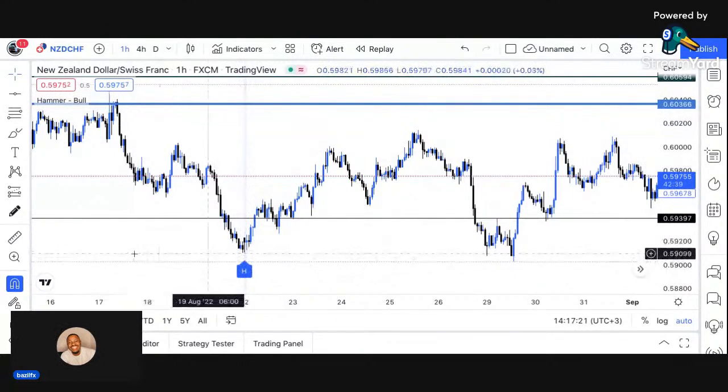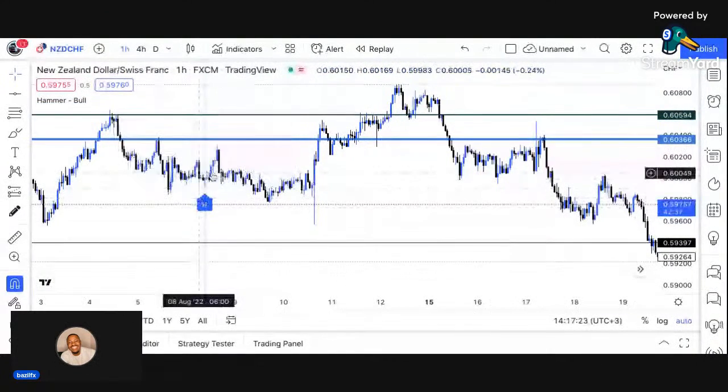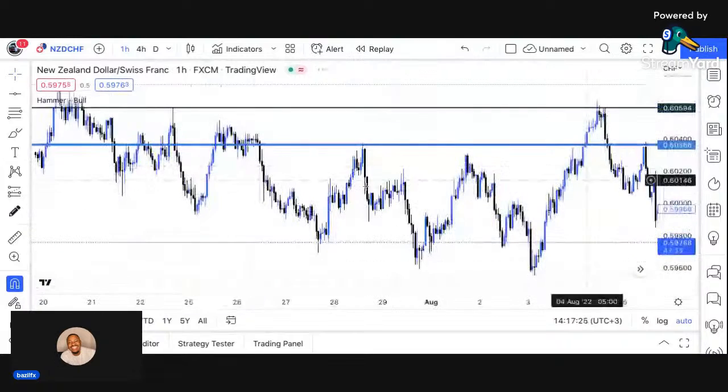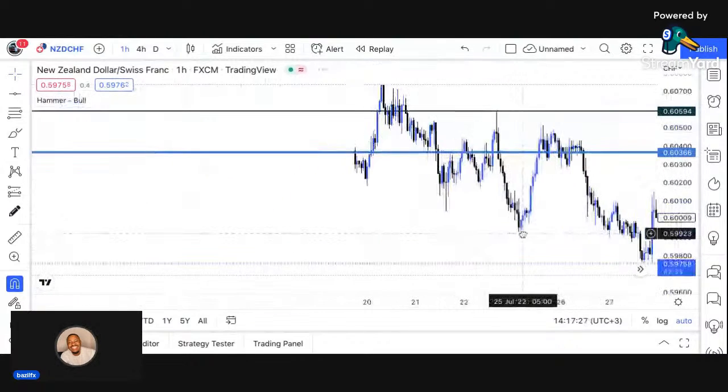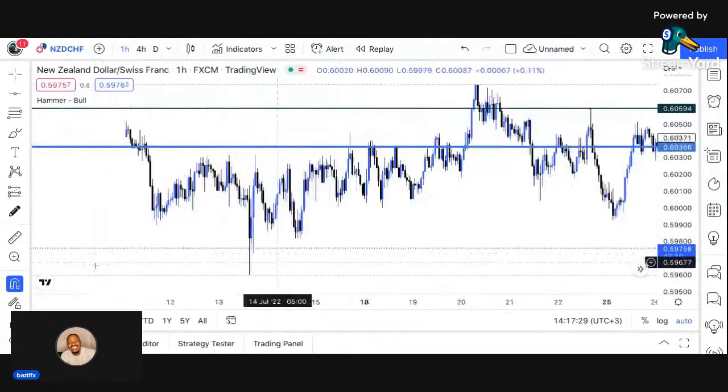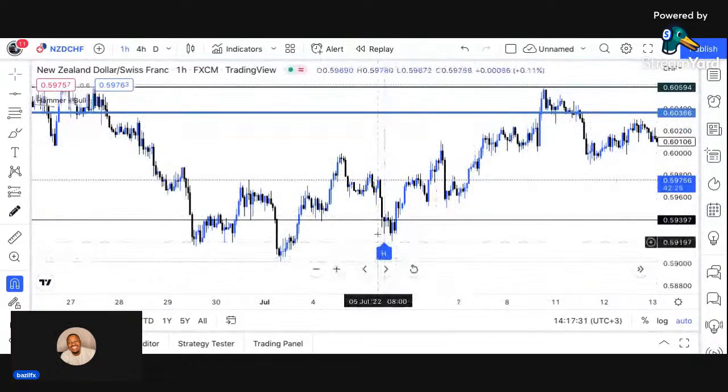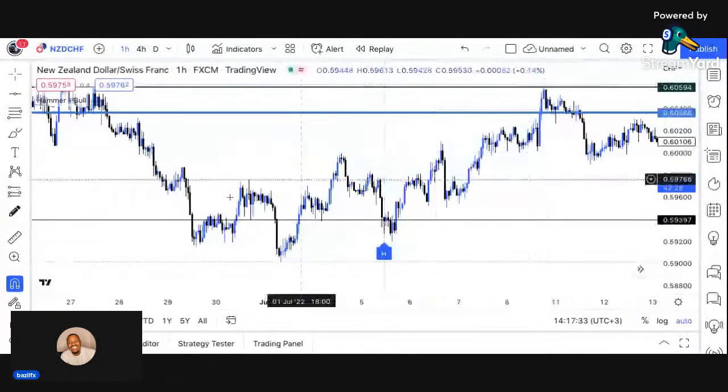Price goes up. The hammer here, price goes up a little bit. Me, I'm always looking for really major downtrends. And you see, hammer here, price goes up a little bit.